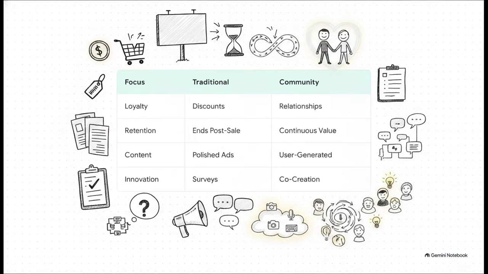Think about retention. Traditionally, the relationship kind of just drops off right after the sale. In a community, it's continuous. Members are getting ongoing value, and they're even getting onboarded by their own peers. As for content, we shift from these super polished, wildly expensive ads to highly credible, user-generated content. And innovation? Instead of blasting out periodic, boring surveys, you unlock active, continuous co-creation. The community approach literally transforms your customers from simple buyers into co-creators.